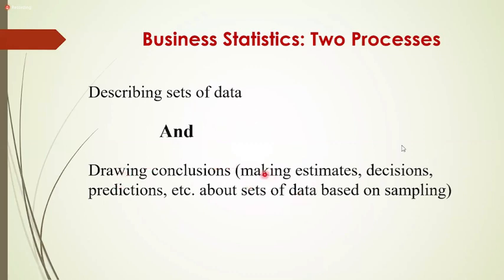Drawing conclusions depends on making estimates, decisions, predictions, etc. about sets of data based on sampling. We only select a part of the people from the population, and using that part of the respondents, we make the conclusion. So these two processes are involved in business statistics to make decisions.